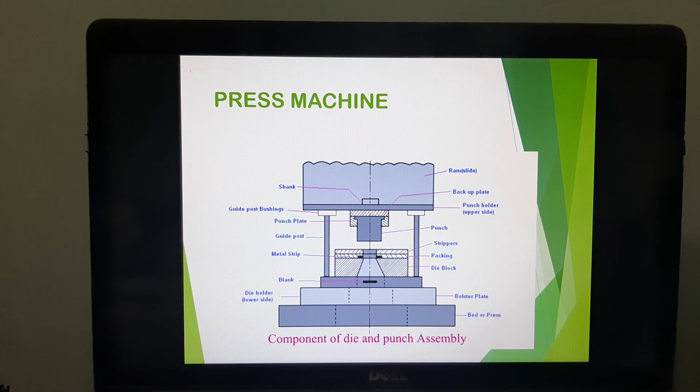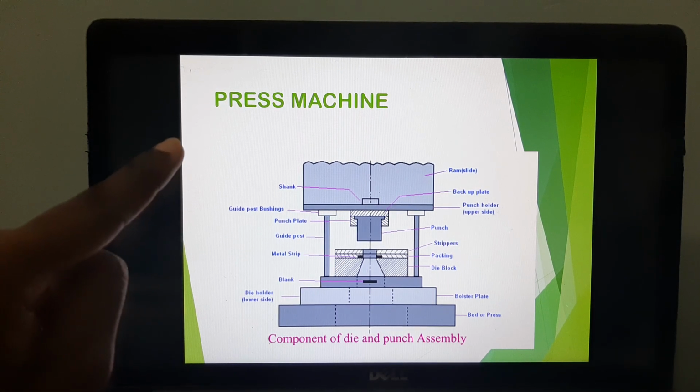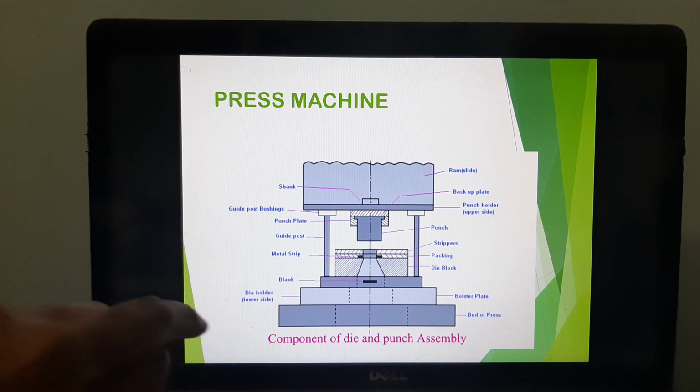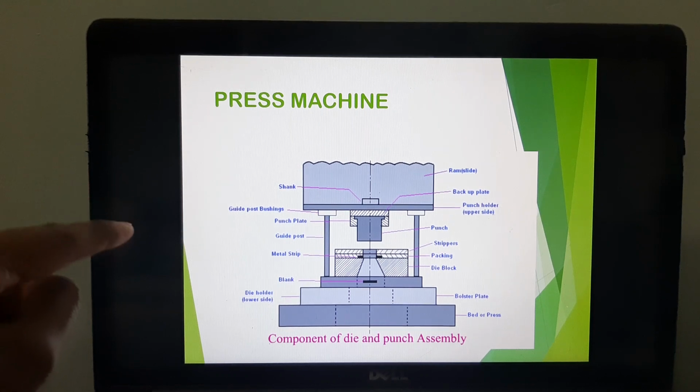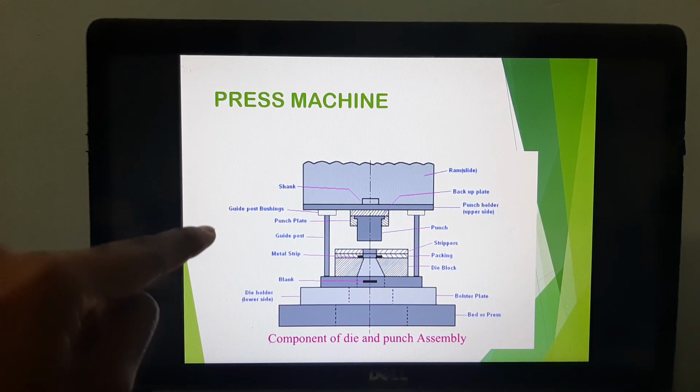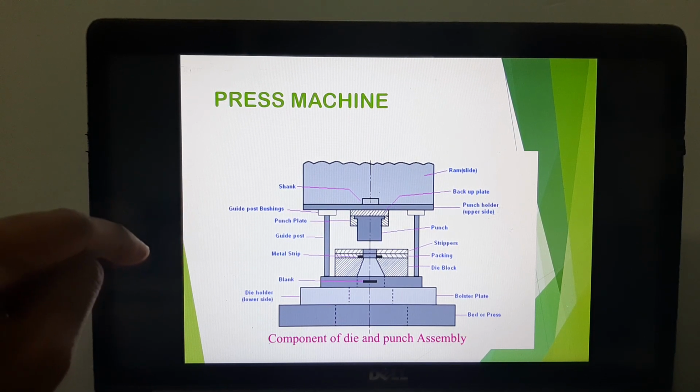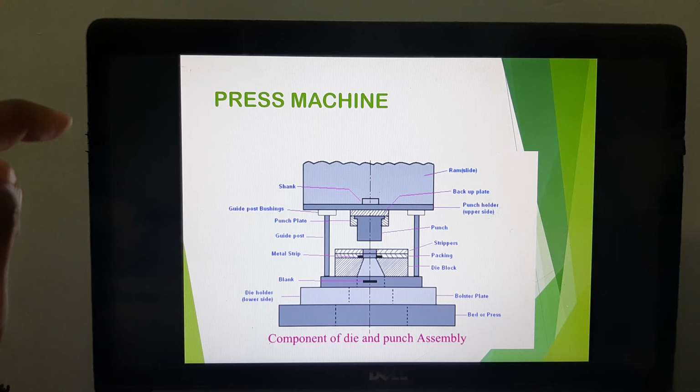If you need to do a blanking operation, you need to have the right punches and dies attached to the machine. If you want to do a drawing operation, you need to fix the right punches and dies to the press machine. Besides that, you have all the other parts, and each and every part here plays a very important role in the operation of that press machine. You have guide post bushings, a punch plate, metal strip, blank, and die holder.